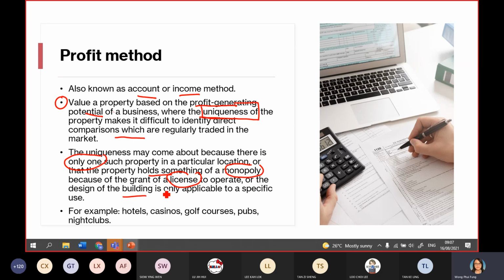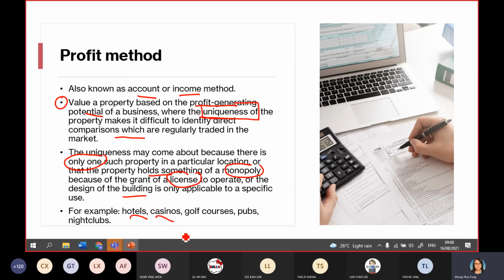Or the design of the building is only applicable to a specific use. This one, you can think of petrol station. Can you say that, hey, when you take over the petrol station, you want to convert it to cafe? How likely, isn't it? So the design of the petrol station is only suitable for petrol station only, cannot convert to other use.